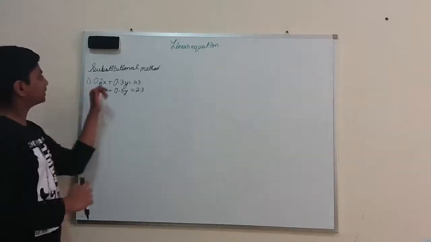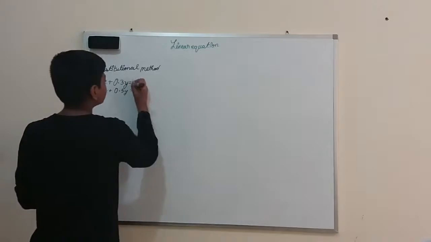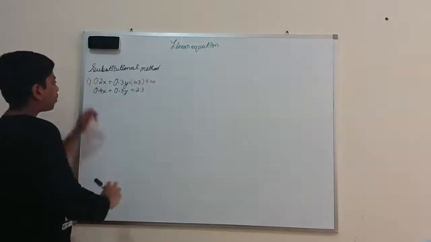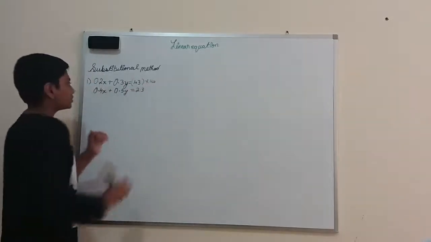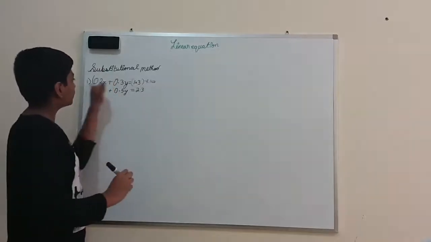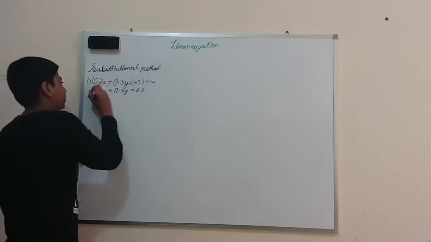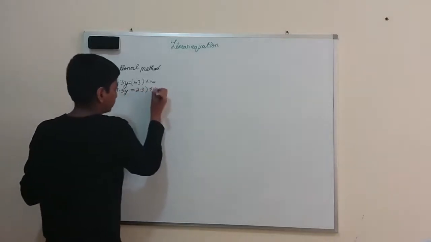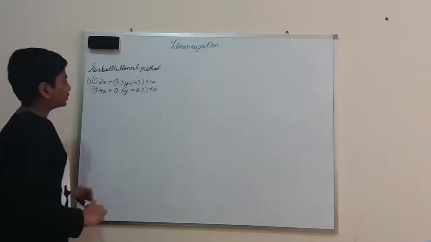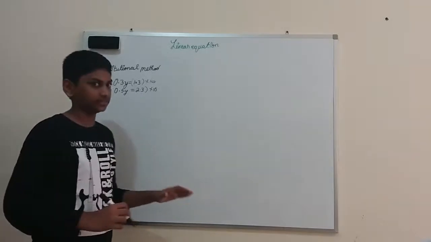I should multiply it with 10. If I multiply this thing with 10, what happens? The whole value will change for this. So I should multiply this whole term. If I multiply only one term, the two terms won't match. So I should multiply the whole equation with 10, and then I'll get a perfect answer.